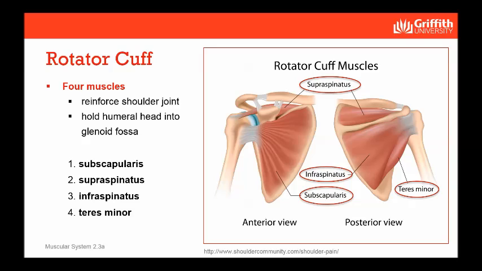Subscapularis, located on the anterior surface of the scapula, medially rotates the humerus. Infraspinatus and teres minor, located on the posterior surface of the scapula, laterally rotate the humerus. And supraspinatus abducts the humerus.